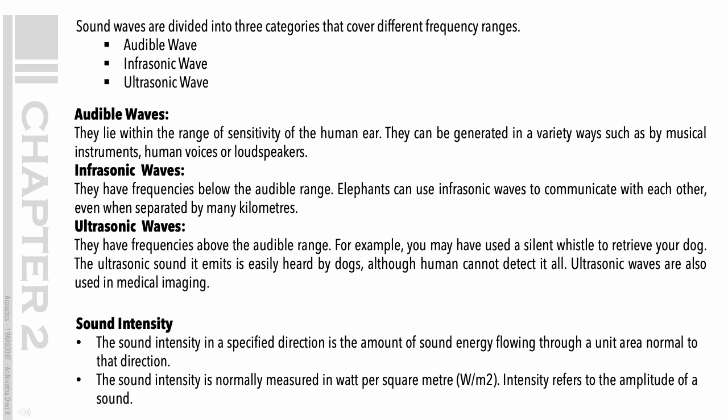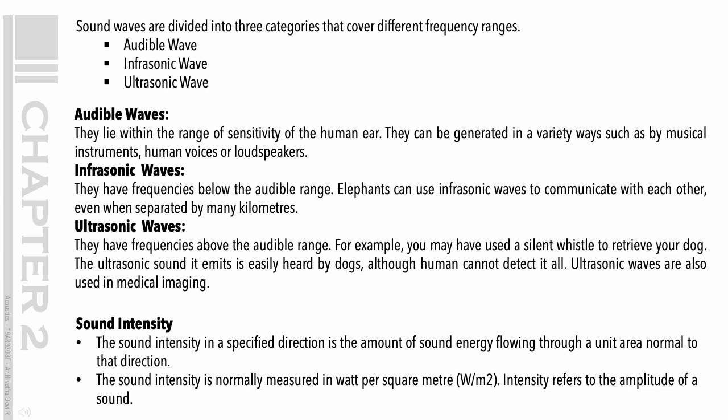Audible waves. They lie within the range of sensitivity of the human ear. They can be generated in a variety of ways such as by musical instruments, human voices or loudspeakers. Infrasonic waves. They have frequencies below the audible range. Elephants can use infrasonic waves to communicate with each other, even when separated by many kilometers. Ultrasonic waves. They have frequencies above the audible range. For example, you may have used a silent whistle to retrieve your dog. The ultrasonic sound it emits is easily heard by dogs, although humans cannot detect it at all. Ultrasonic waves are also used in medical imaging.